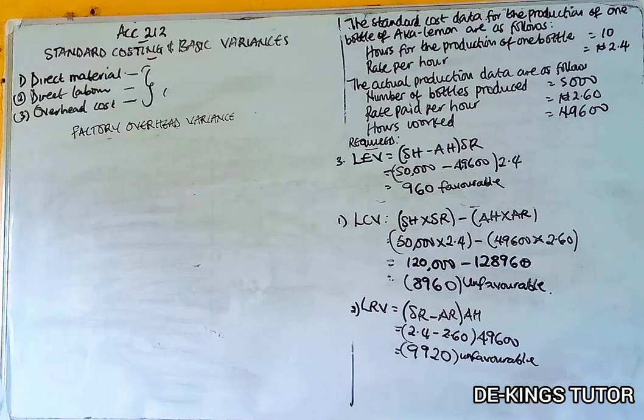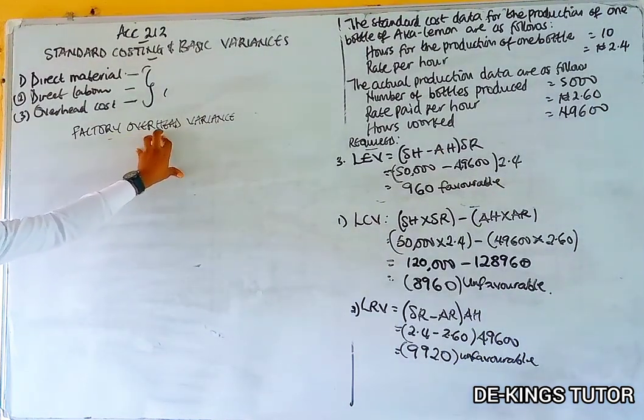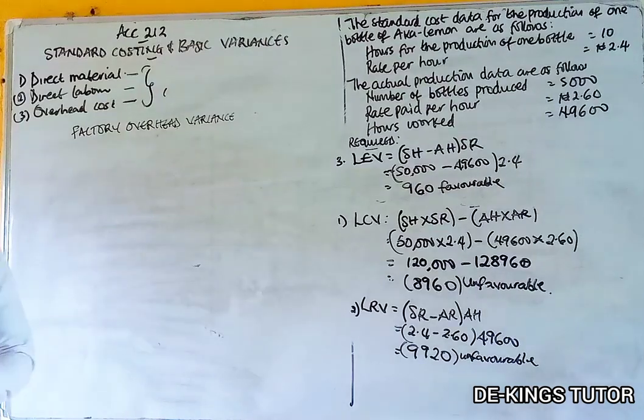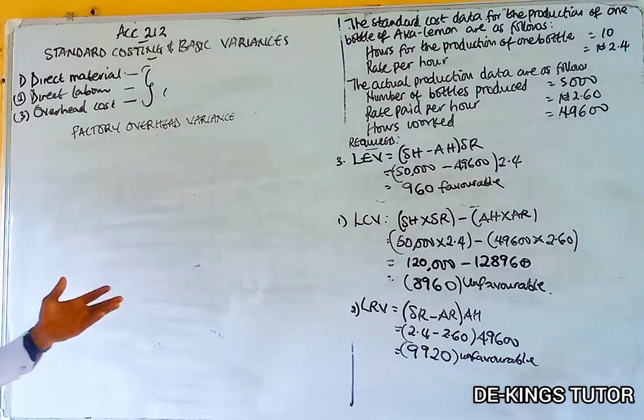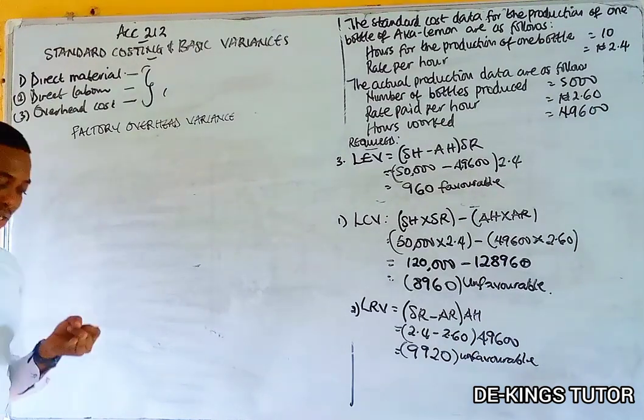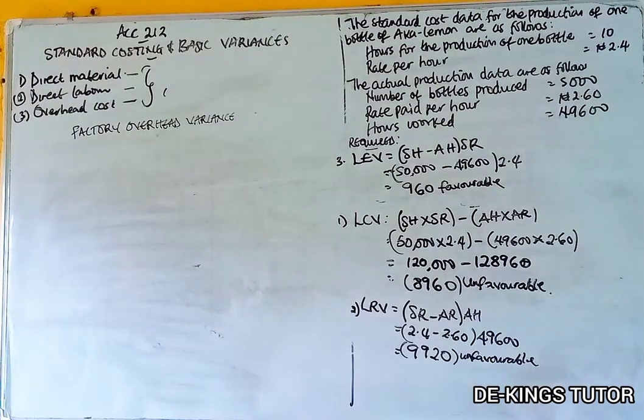Now, the factory overhead variance also has to do with, I remember we said these are indirect, okay? So they also have a fixed and a variable. So it will comprise the budget, the efficiency, and the volume. The volume has to do with quantity. The efficiency also has to do with hours, while the budget has to do with the total cost. Okay? Now we're going to see them one after another.